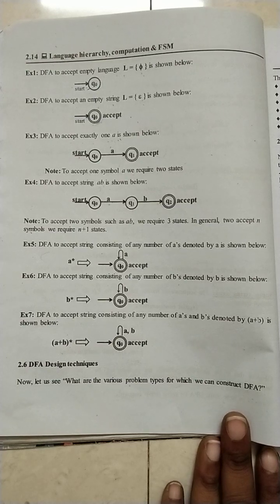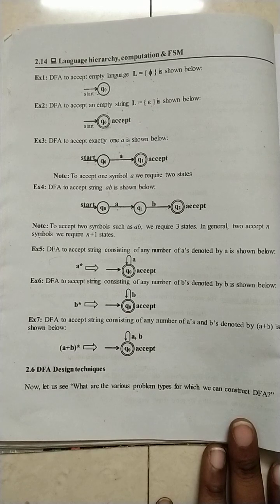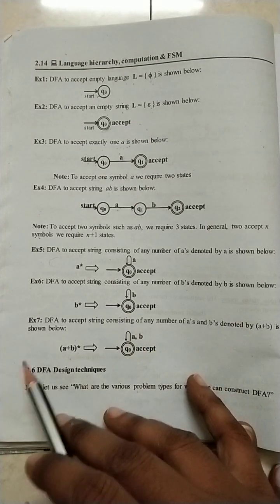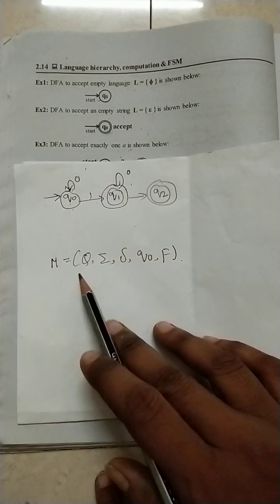Hello everyone. So today we will learn some examples of DFA: how to design a DFA, and what the requirements are. We have already seen the definition of DFA and the things required for a DFA, right? So M is equal to Q.